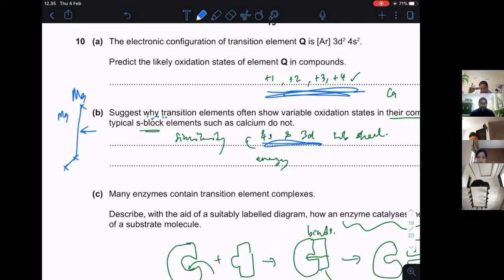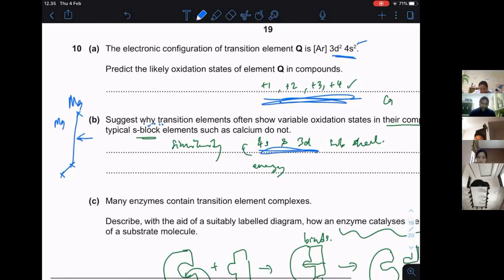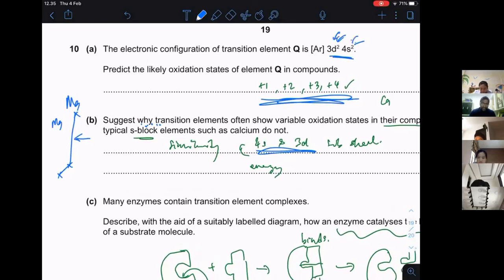But for a transition element, it's not like that. I remove one electron from 3d, another electron from 3d, another from 4s, another from 4s, because the ionization energy is almost the same, similar. So there is no big jump. That is why they say the similarity in the energy.